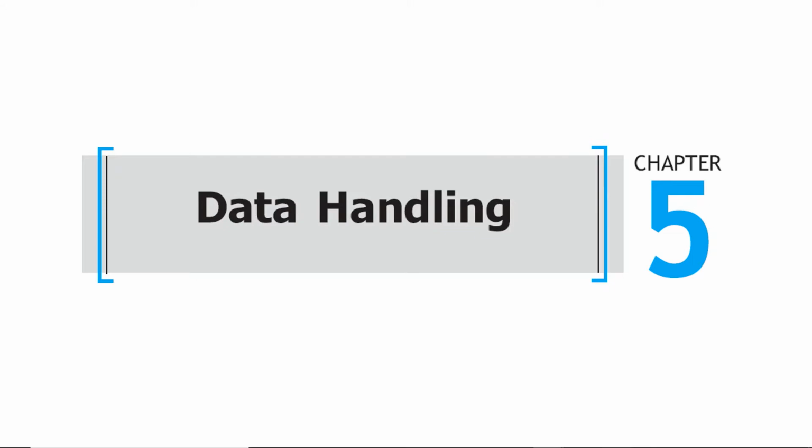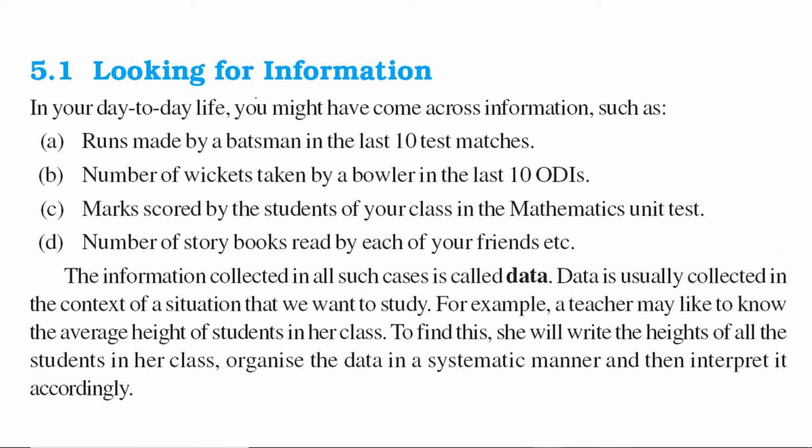We are discussing chapter number 5, that is data handling. If we have information like runs made by batsmen in the last 10 test matches, number of wickets taken by a bowler in the last 10 ODIs, marks scored by students of your class in some subject, or number of storybooks read by each of your friends, this information which is collected here is called data.